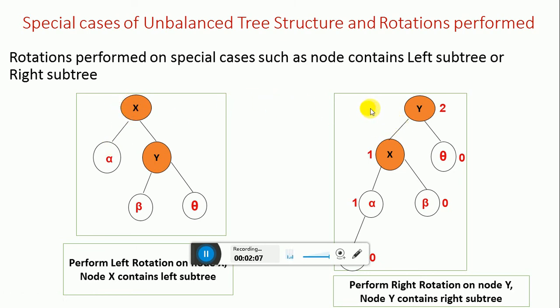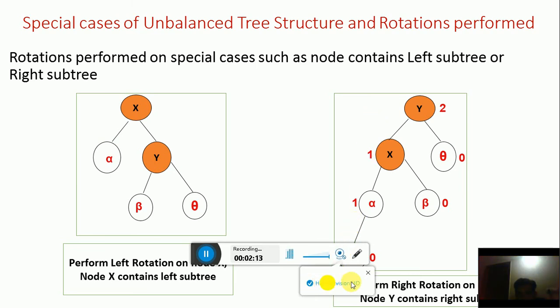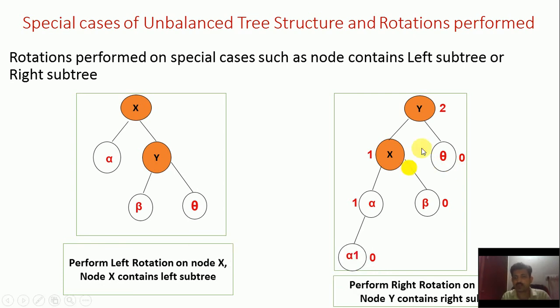And in the second case, we have to perform right rotation on this node Y, and Y is also carrying the right subtree, which I have denoted by theta. So I have to perform right rotation on node Y, and Y contains a right subtree, and I have to perform left rotation on node X, and X is also carrying one left subtree. So these are the special cases, and this is how to perform the rotation so that we can get the balanced tree.